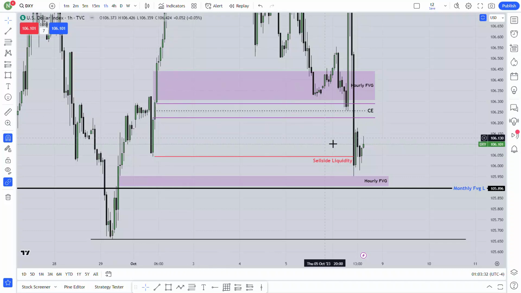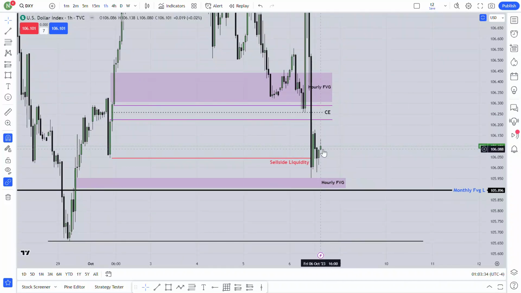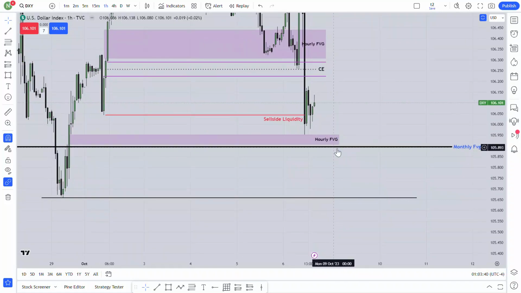So I will see how it reacts. If it can go higher and trade this fair value gap as an inversion fair value gap, then I will expect it will go lower and come back to this monthly fair value gap low. Then maybe I will see some kind of a higher run. I mean, something like this, okay?